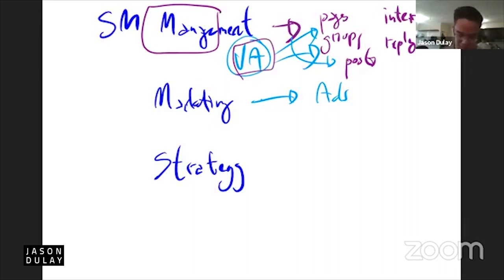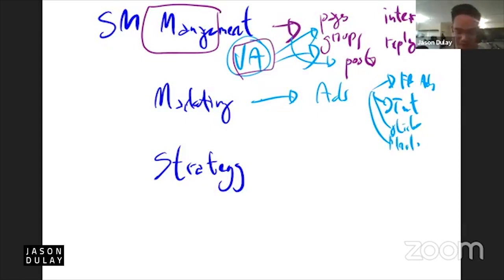We're talking about Facebook ads, Twitter ads, LinkedIn ads, and Instagram ads. These different kinds of ads involve managing them, coming up with ads, testing ads, and making the best out of these different social media ad platforms.